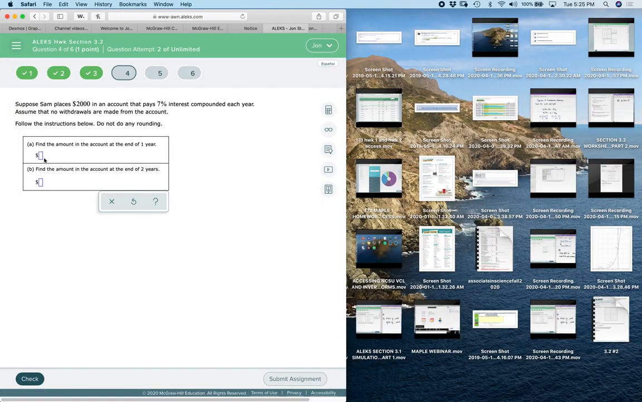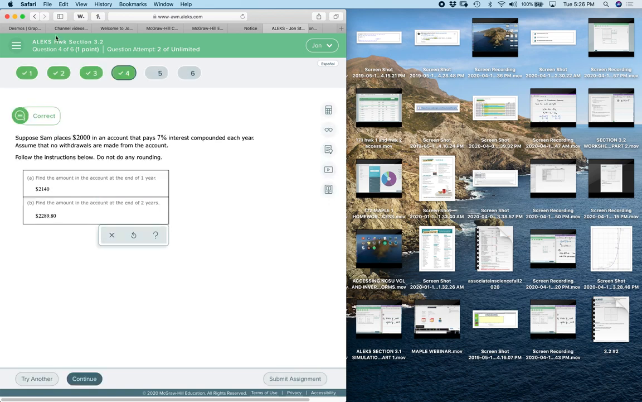Okay, so we have 2140, and after 2 years, okay, it says do not do any rounding. So we have 2289.80, and checking the results in this case, the answer is correct.